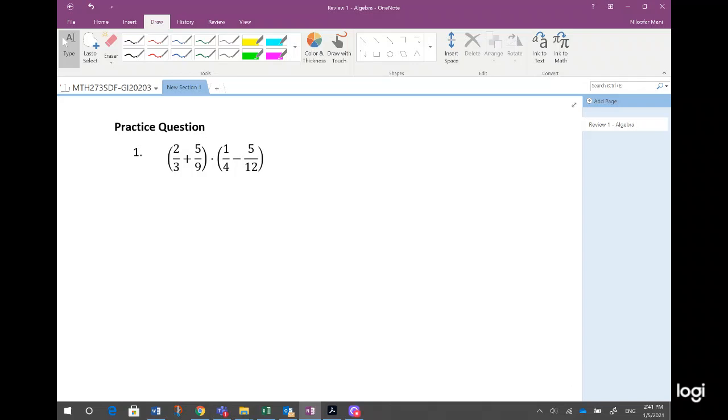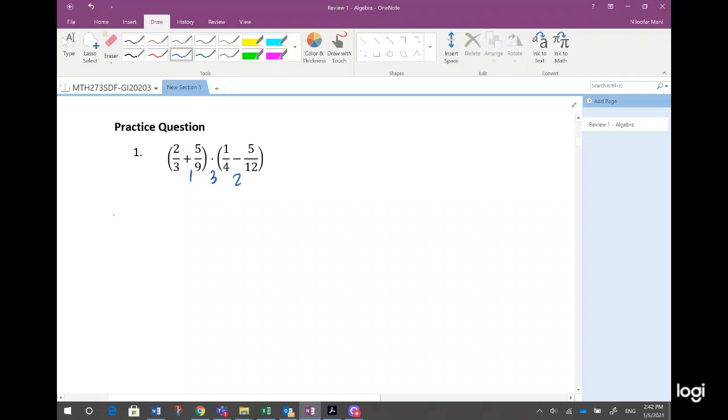Hi everyone again. So I want to continue on the lesson review number 1. I'd like to do another question for you. Here again, based on BEDMAS, I want to do this one first and this one next and this one third.